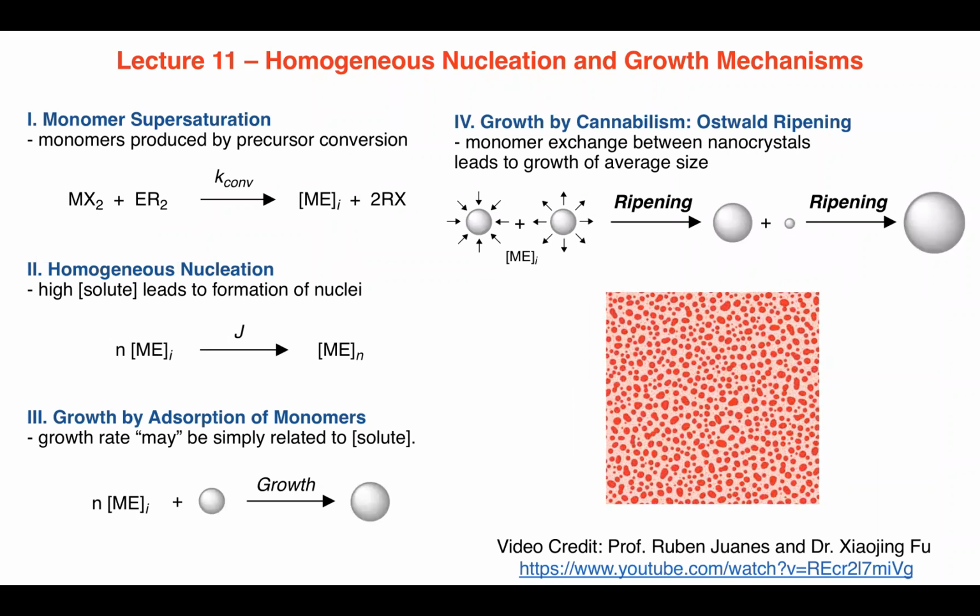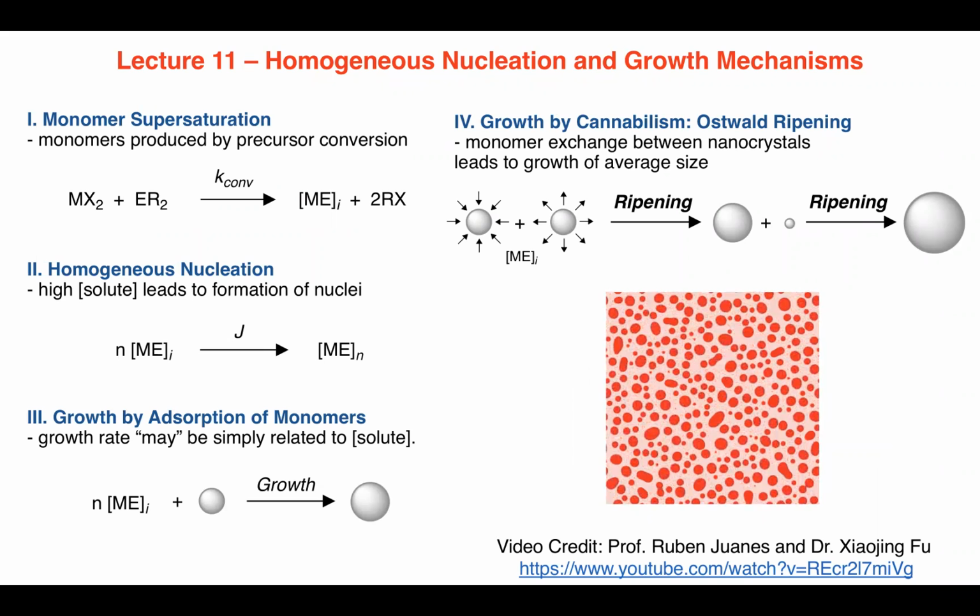Last thing, we talked about each of these different types of reactions. We have this precursor conversion chemistry. We're going to revisit some of that today. We got the nucleation step, we've got the growth step. Each one of those things is linked by the solute intermediate.